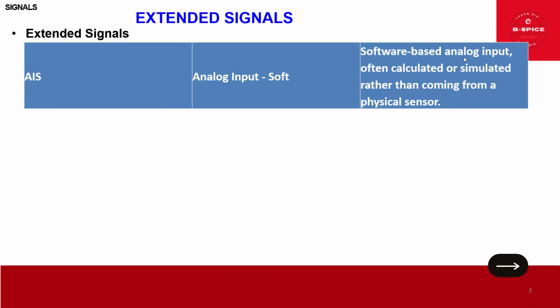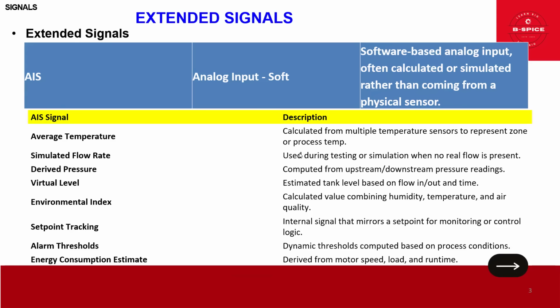So, extended signal in the sense of the first signal, AIS, analog input soft. So what is this? This is basically a software-based analog input, often calculated or simulated rather than coming from a physical sensor. That's the point. Now we will see each of the AIS type of signals and their descriptions.